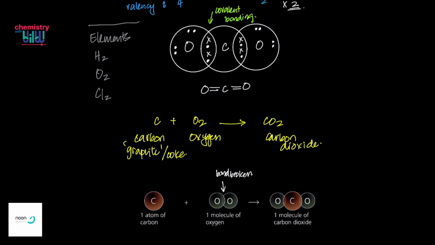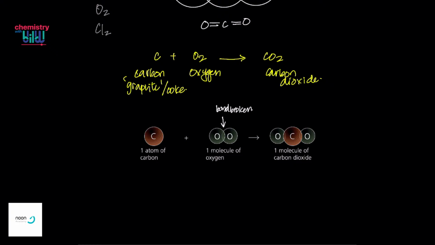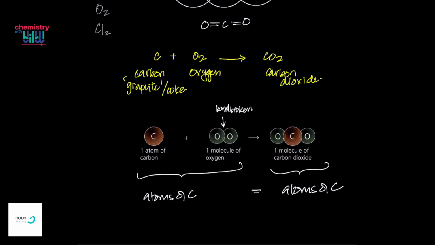Before anything else, you know that in physics you've studied that mass cannot be created or destroyed. So when you look at the law of conservation of mass, what that translates to in chemistry is that the atoms for each element on the left hand side, meaning atoms of carbon, equal the atoms of carbon on the right hand side. Same with the atoms of oxygen, they have to equal on both sides. And that's how you know your equation is correct.